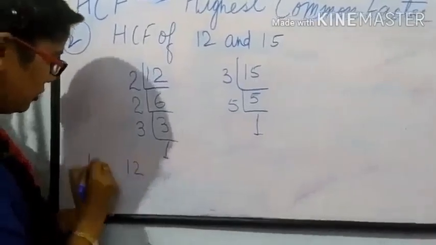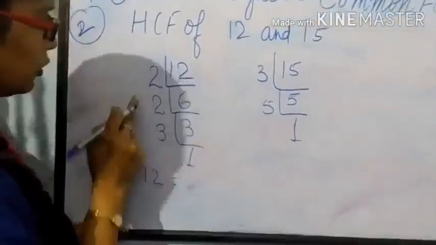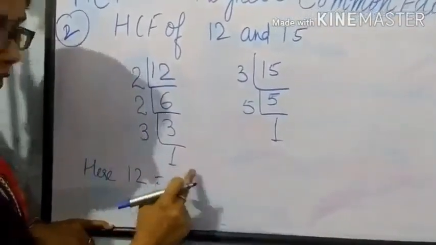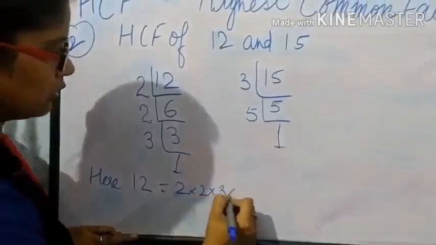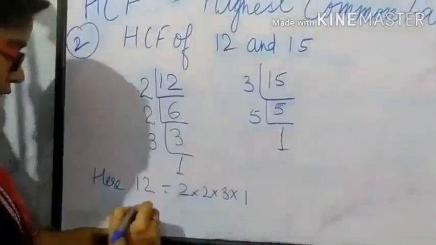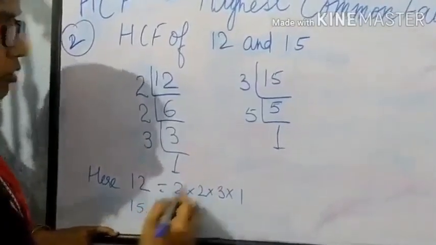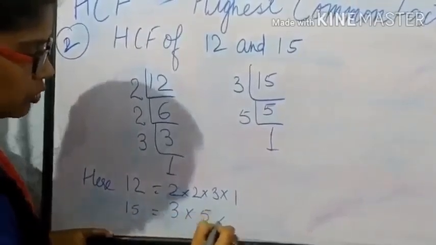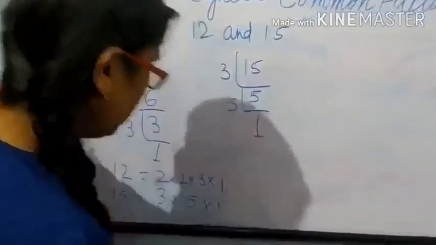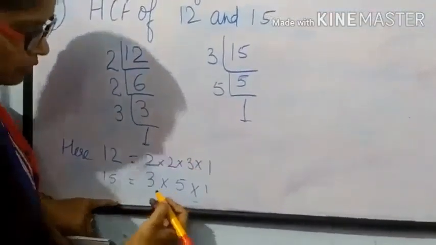Here 12 equals 2 into 2 into 3 into 1. Now for 15, 3 into 5 into 1. So now we have to find the common factors among these.